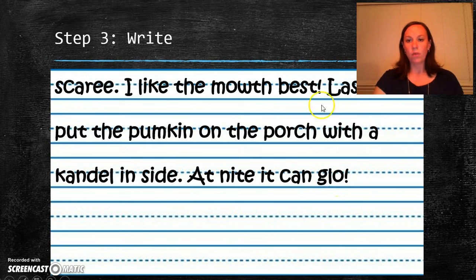And again, here's that word last. It helps indicate that I've reached the end of my story. It lets everybody know that I'm finishing up and I've included all the details that I want to tell you about my story.